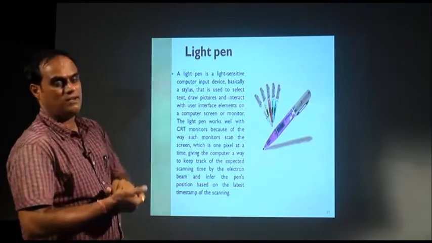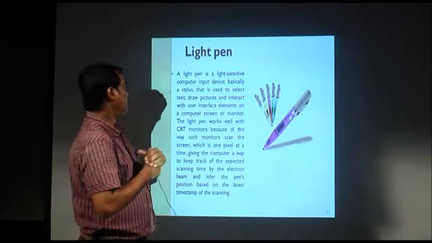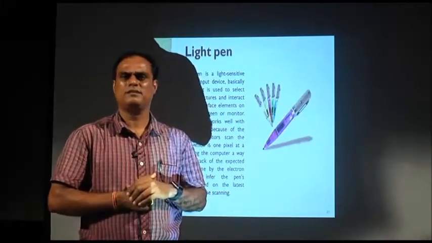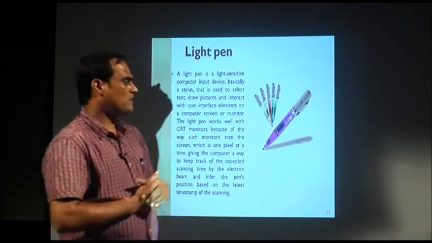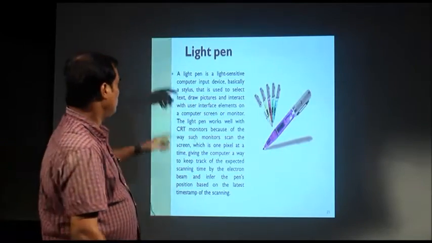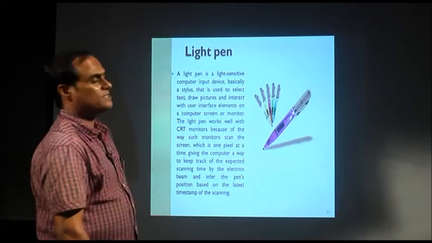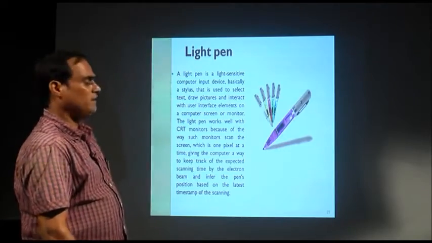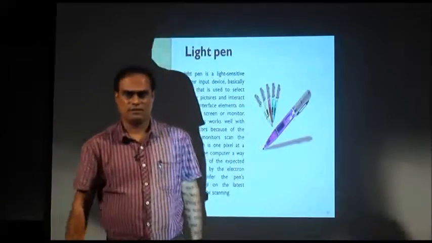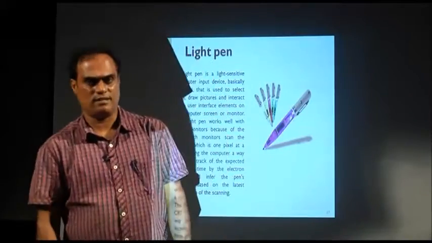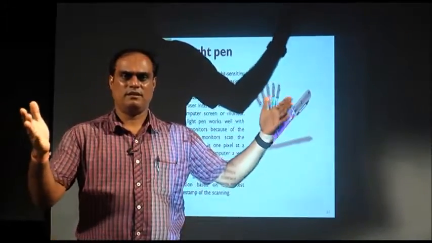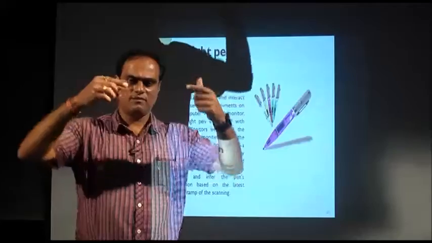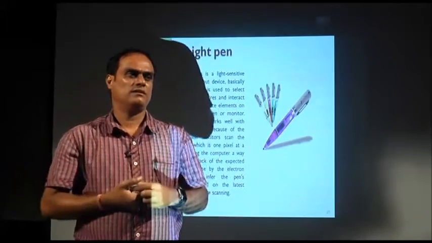And one more input device is the light pen. It was used earlier, and nowadays also we are using the light pen. So what exactly is the purpose of using this light pen? It is a light sensitive computing input device. Basically it was used with the CRT monitor, because nowadays we are not using any CRT, which is the big size output device, the display unit. Nowadays we are using flat monitors, LED, LCD.